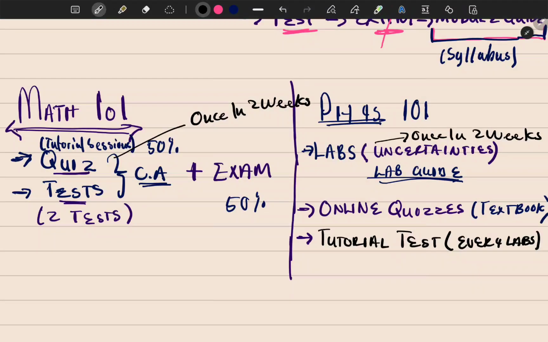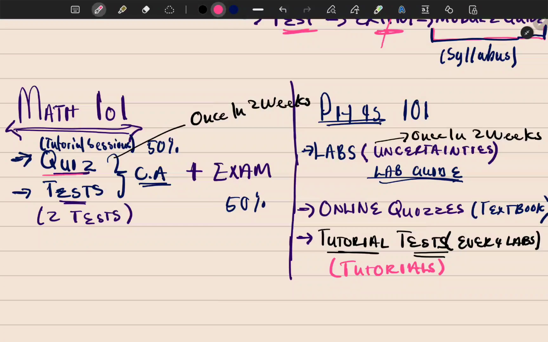So these tutorial tests are done once in 2 weeks, and they are based on the tutorials that are going to be sent to you. The tutorials from Blackboard, okay? So the online quizzes are not from the tutorials on Blackboard. No. Online quizzes are from the textbook. But then the tutorial tests which you're going to do in the labs are going to be from the tutorial questions that will be on Blackboard.